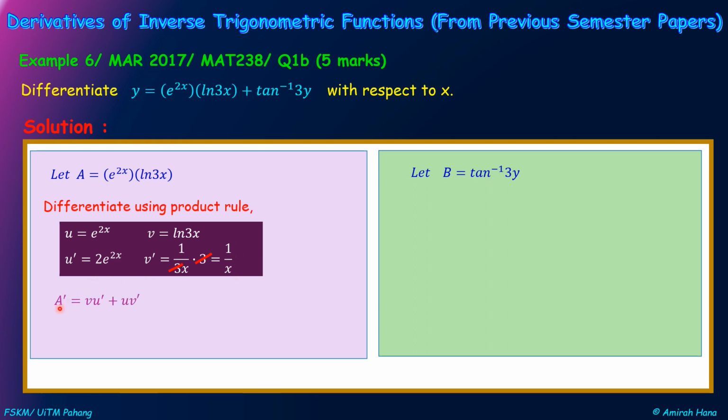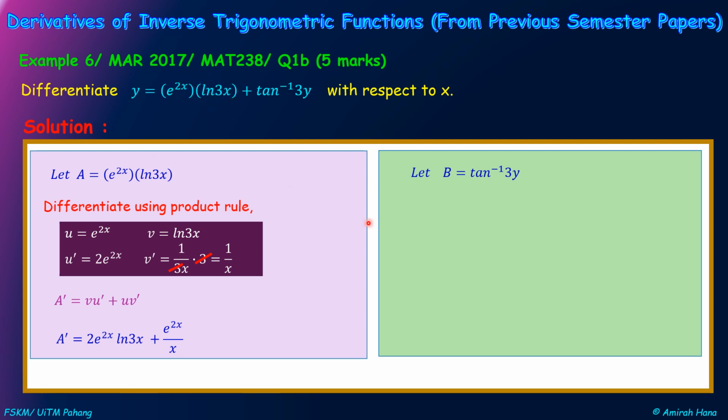Using the product rule formula, when we differentiate a, the symbol becomes a prime. When we use the product rule, the formula is vu prime plus uv prime. Then we have a prime equals, we just cross multiply here. So we get 2e to the power of 2x ln 3x, and then plus, we multiply e to the power of 2x and 1 over x here. So we get e to the power of 2x over x. So this is our a prime when we differentiate this.